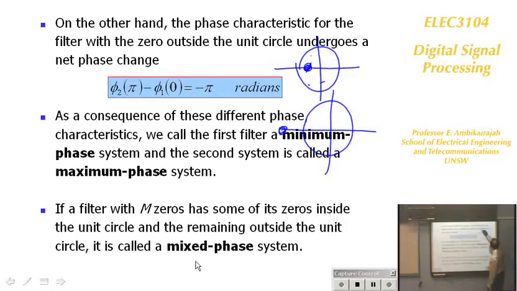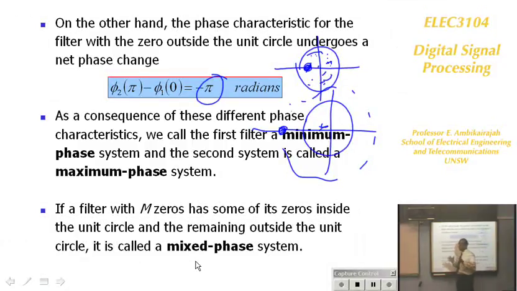So if the zero is inside the unit circle, we show that the net phase change is basically 0, as we had earlier. And in this case, when the zero is outside, the net phase change is minus pi. That's got a value. So minimum phase means we can conclude that all zeros have to be inside the unit circle. For maximum phase, they have to be outside the unit circle. For mixed phase, they could be inside and outside. Those are the two conditions. So you could have a minimum phase filter, a maximum phase filter, and a mixed phase filter.